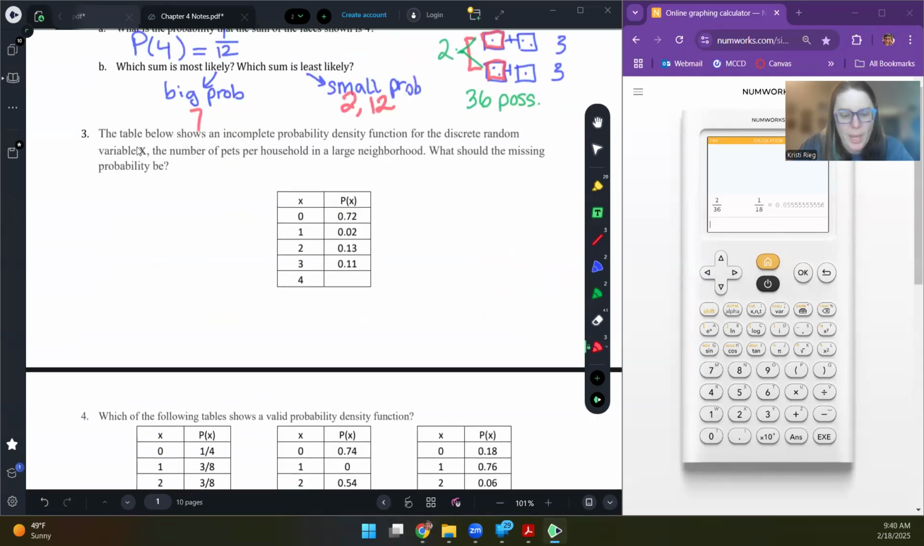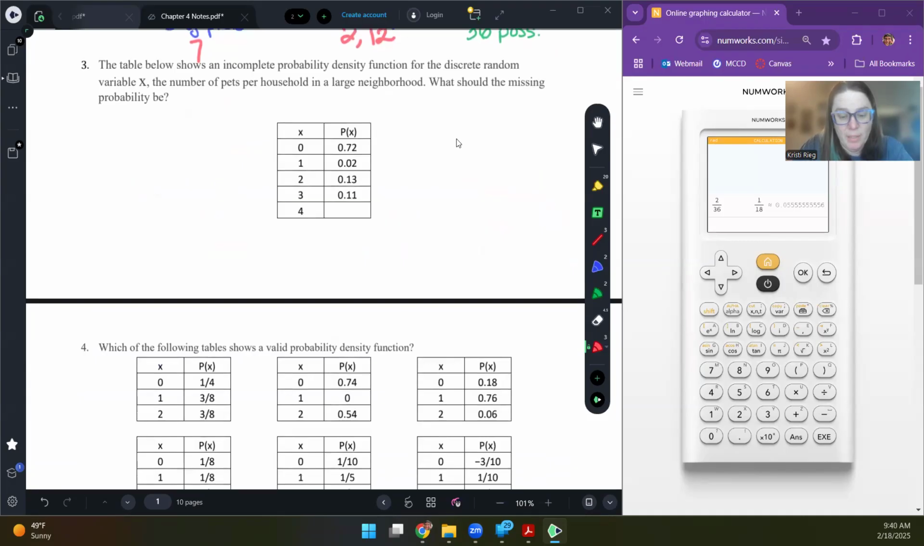Okay, so here we have an incomplete probability density function. And it says the number of pets per household is listed below, 0, 1, 2, and so forth. And we have this missing probability of 4. So what we want to do is we know that all of them added together has to equal 1, because that is just one of our core rules of probability. So I look at what I have here.